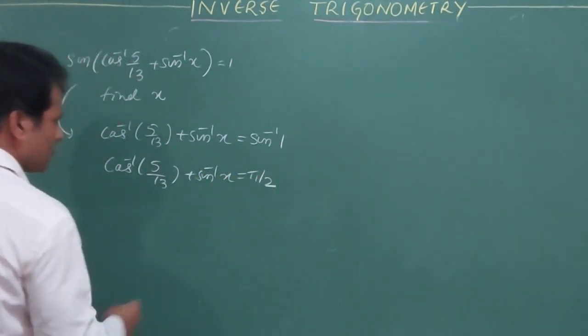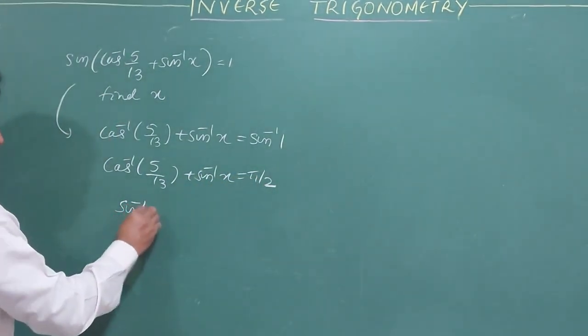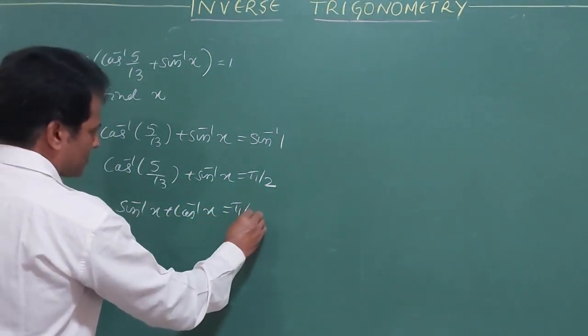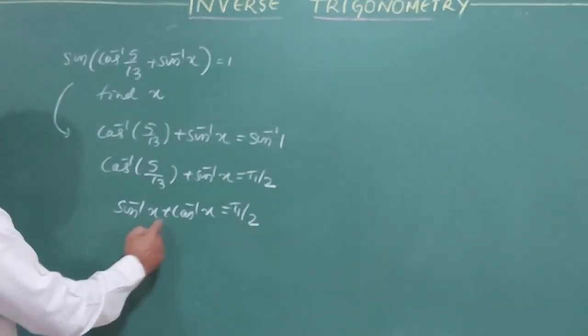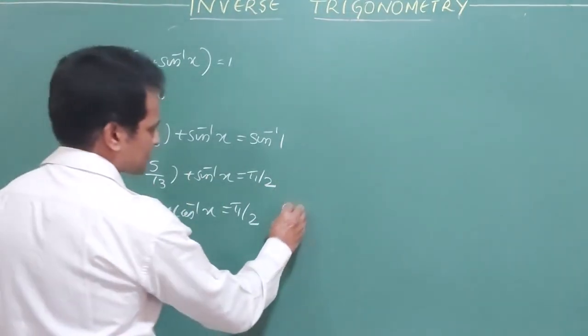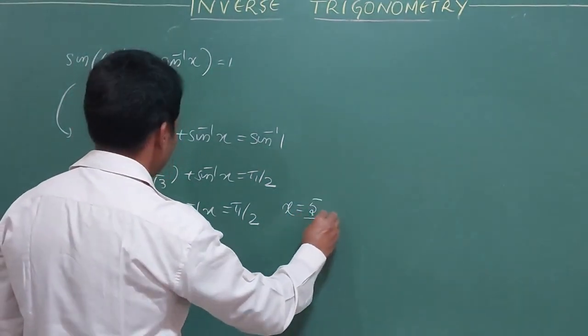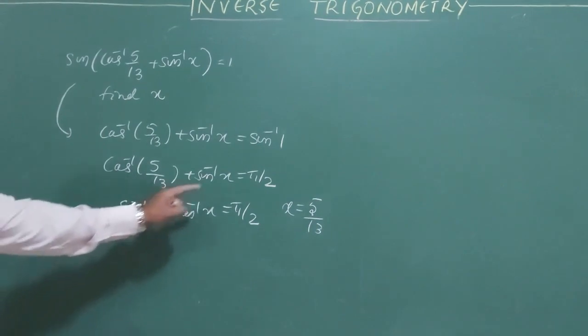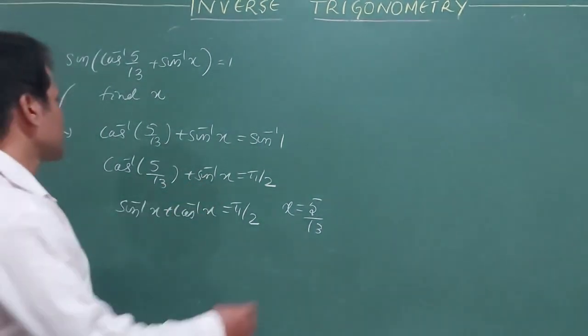Just now you have written the formula. What is that formula? Sin inverse x plus cos inverse x is equal to pi by 2. That means if these two values are equal, then only it is pi by 2. So x is 5 by 30. That means my answer is x equal to 5 by 30. If x is equal to 5 by 30, this becomes pi by 2. So one more question let us do.